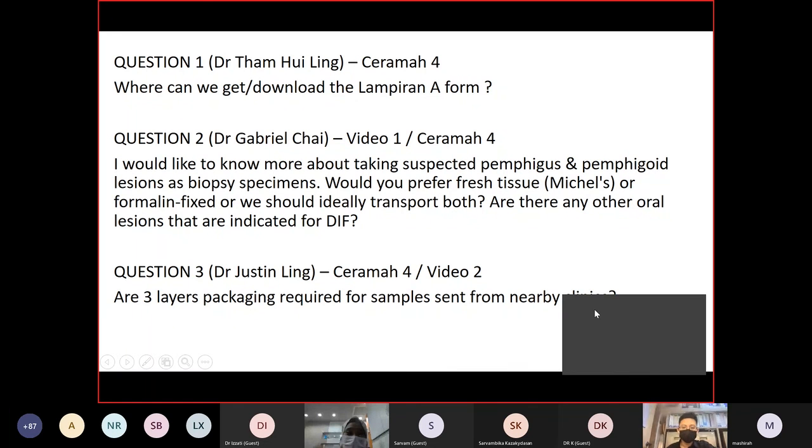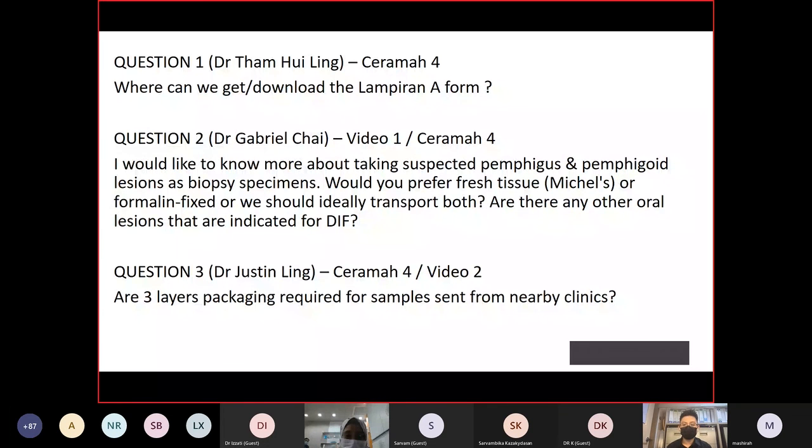The first question is from Dr. Tam Hui Ling. I think this one is from the first lecture today. Where can we get or download the Lampiran A form? I think I'll pass it to Dr. Fairuz. I'm not sure about Sarawak, but Lampiran A, maybe you can ask Dr. Charlene whether Lampiran A is available in Sarawak, because we use Lampiran A in Sabah. And we have already distributed it to all clinics. You can ask your SDO or maybe your YM.